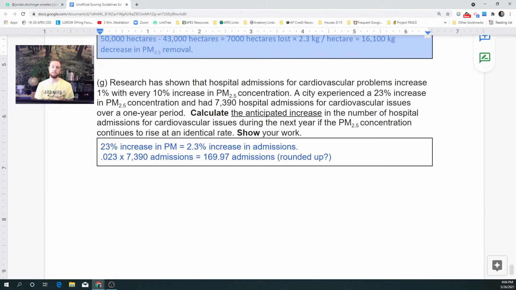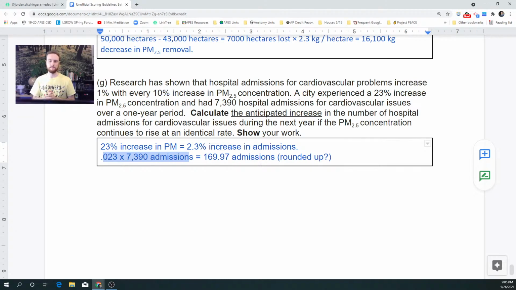So here we go, though. If we multiply that 0.023, which is a 2.3% increase, that's the tricky part. How do we get from here, 2.3 increase, to here? Well, 2.3 as a percent, as a decimal, is going to be 0.023. So that's why we're going to multiply 0.023 times 7,390. That's going to equal, this one we should be rounding up to 170 here. So we should not be saying 169.97. How do you have 0.97 of a person admitted to the hospital? So I would go with a nice even 170 here.